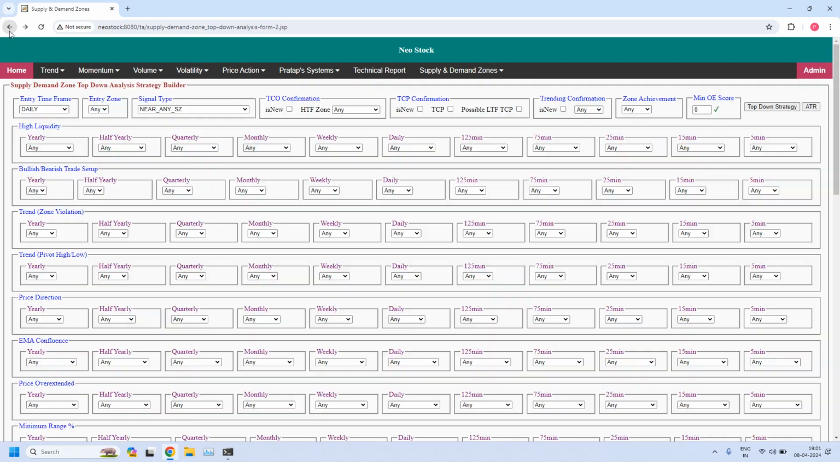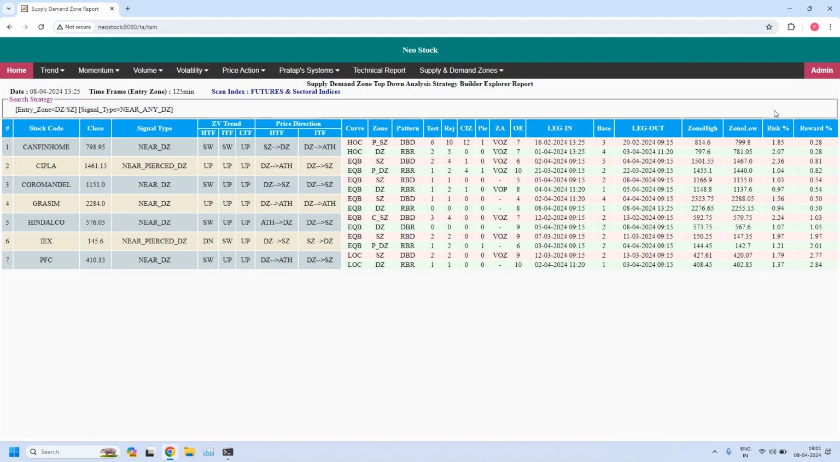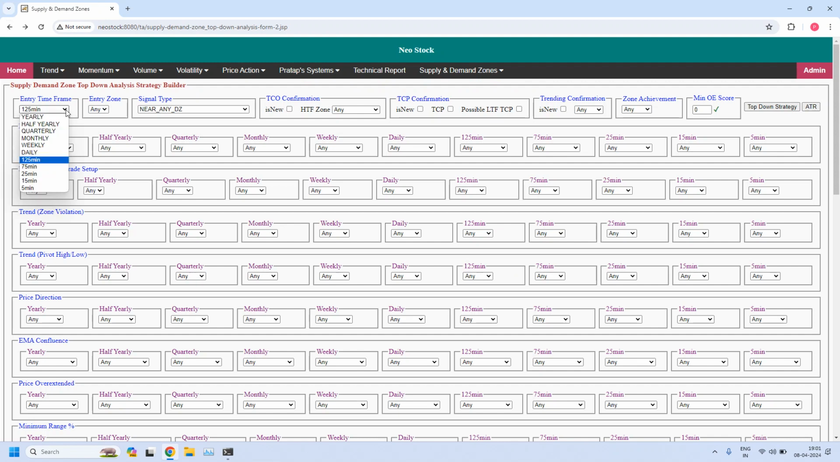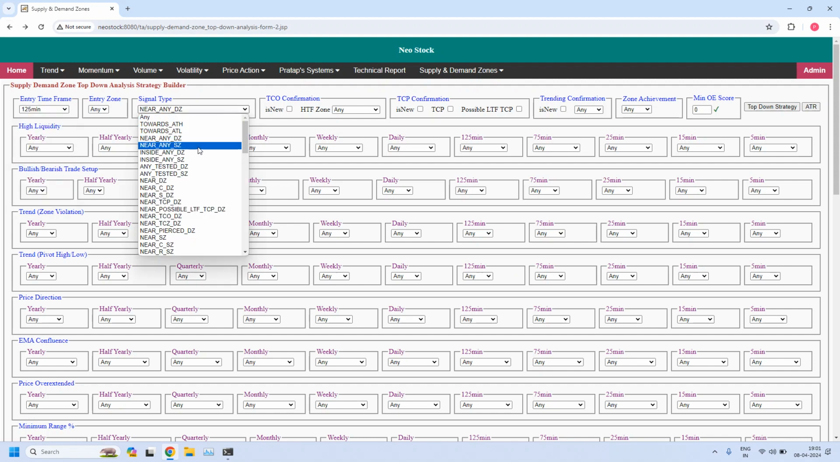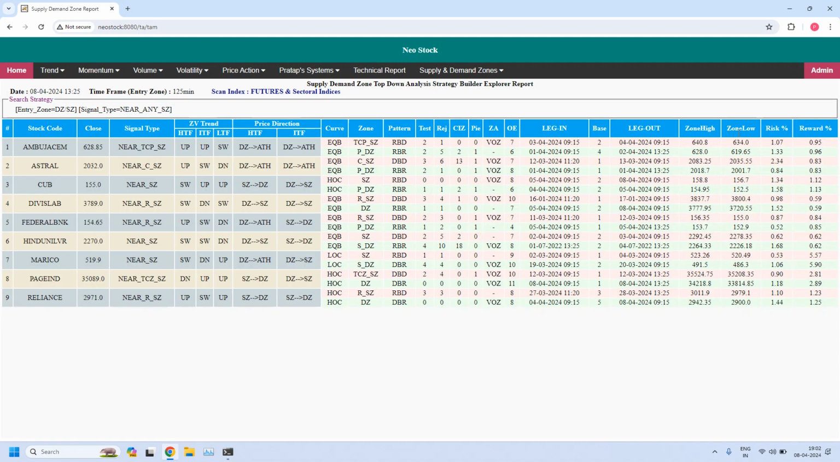Okay, let's go back. Changing the time frame to 125 minutes and let us find the stocks near 125 minutes demand zone. These 7 stocks are filtered. So let me go back. For 125 minutes time frame, let us find the stocks near 125 minutes supply zone. So these 9 stocks are filtered.